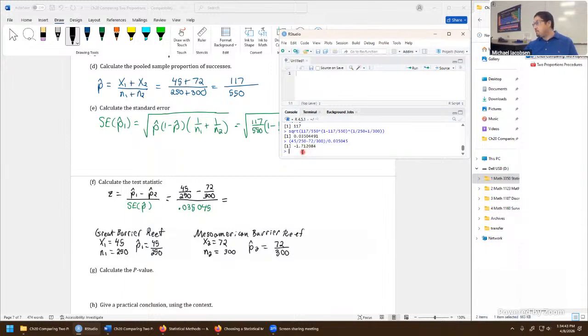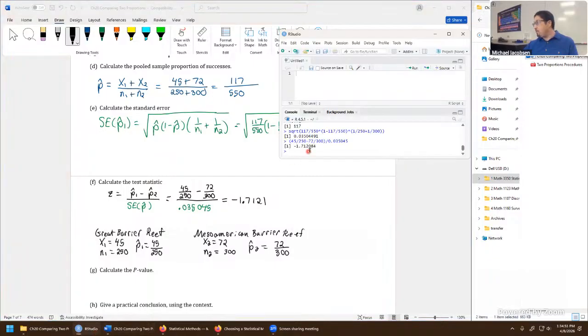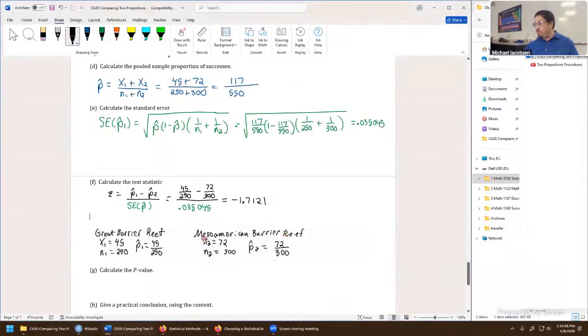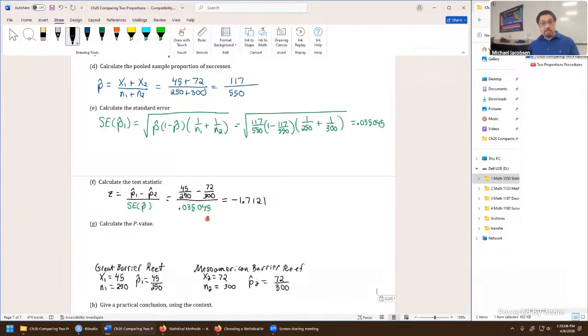Negative 1.7121. Double checking on the rounding there. Okay, I think we've got it. That's our number of standard deviations that the sample data is away from each other approximately. From there, we can get a p-value. And after that, the problem is essentially done.